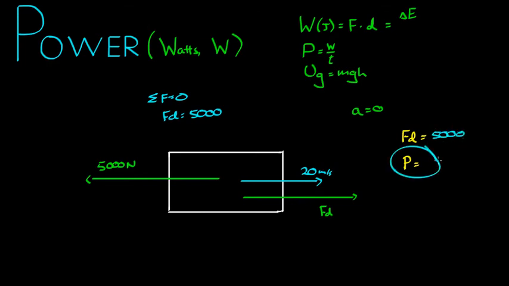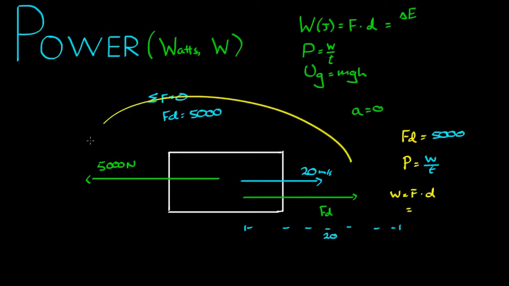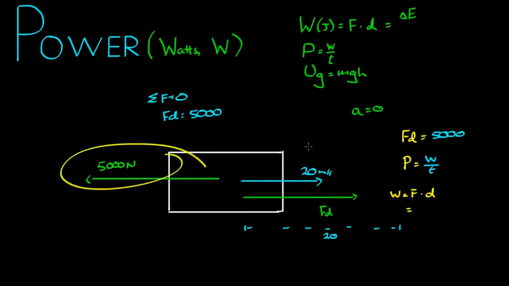Now power is a little more difficult. We're going to solve it first of all the long way and then show the short formula for solving. So in 1 second, this truck moves 20 meters. It's moving 20 meters per second. So the work done in 1 second is equal to the force of the engine multiplied by the distance. This is the work done by the engine. The net work done on this truck is 0 because friction is also doing work.